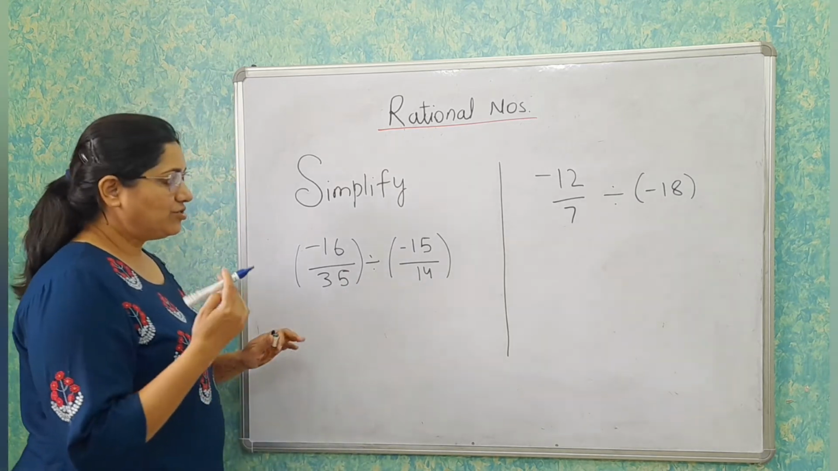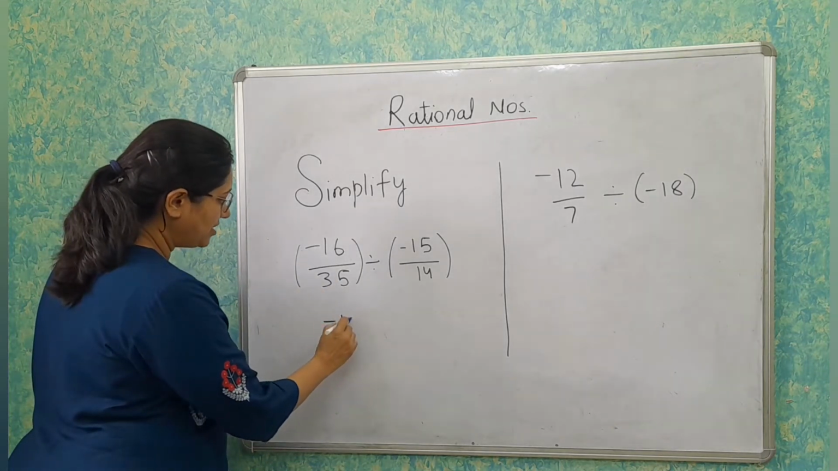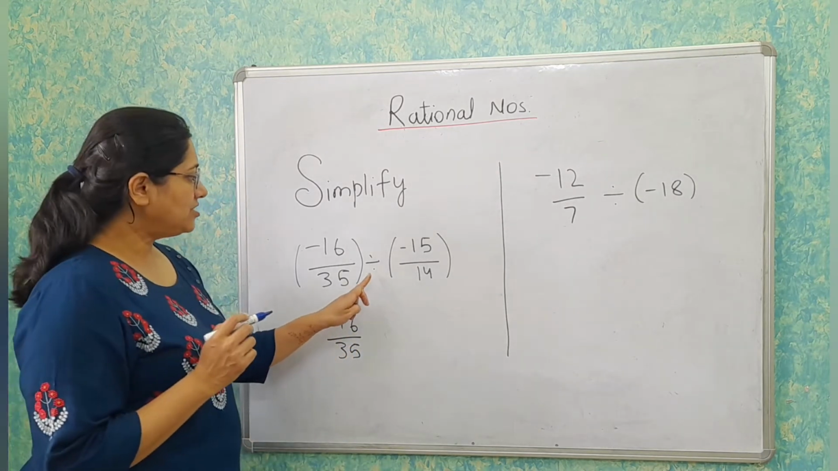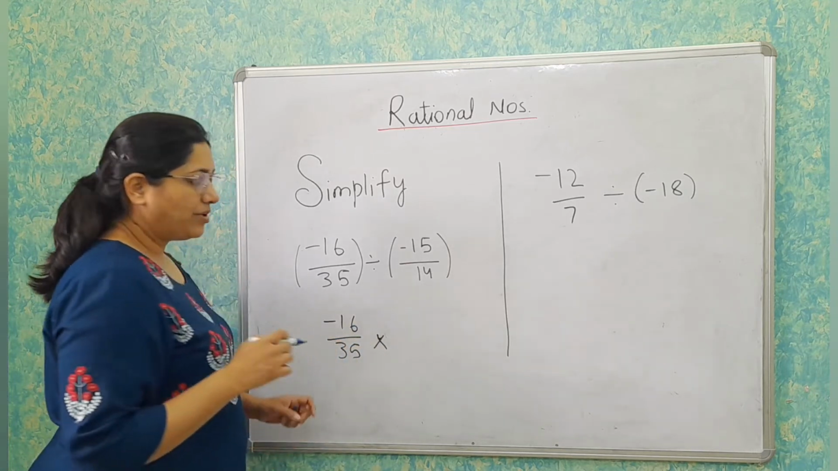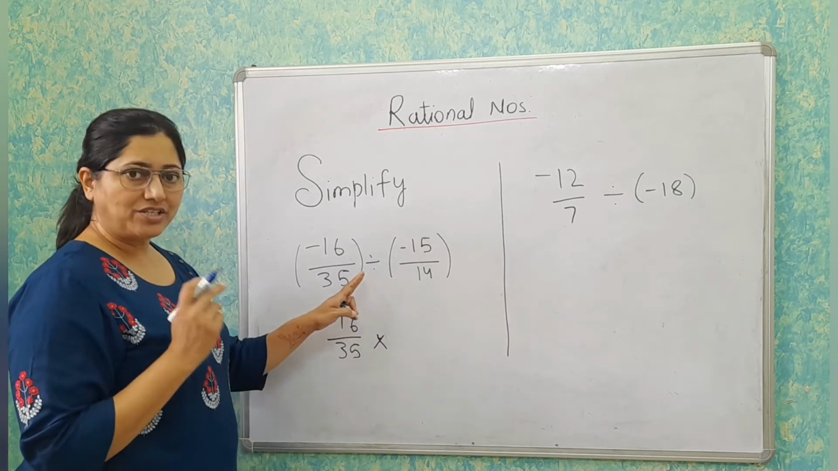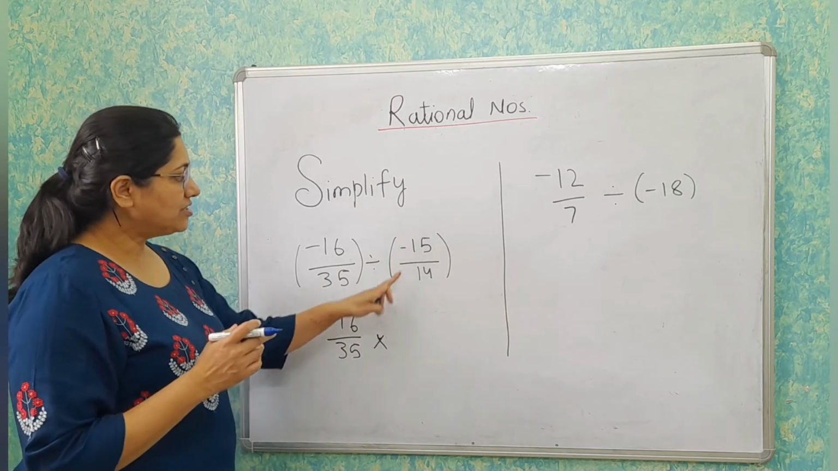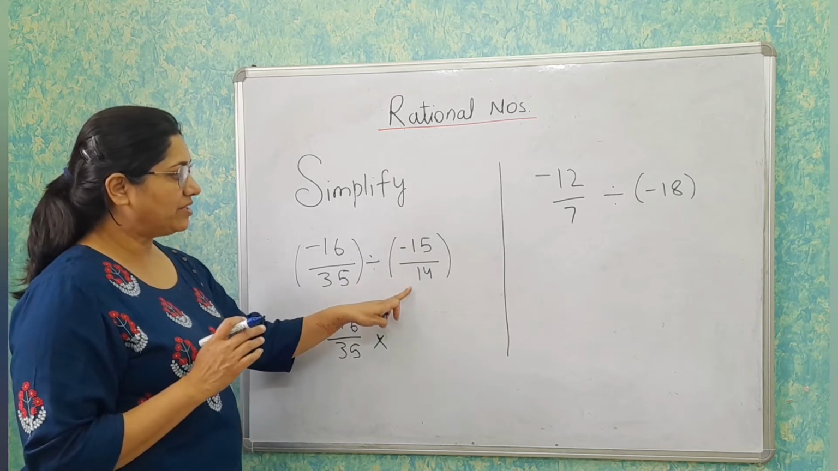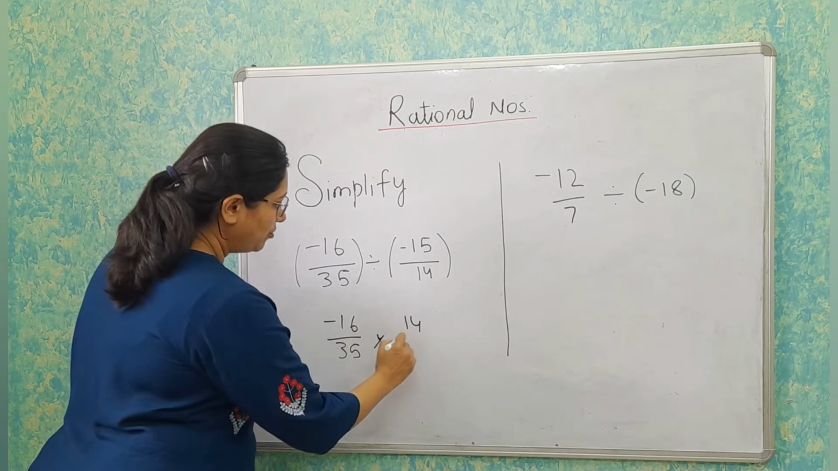So first you just have to write down the first rational number as it is. First I will write minus 16 upon 35. Now I will change this division sign to multiplication sign. But we cannot change any sign as per our convenience. So whenever we are changing division sign to multiplication sign, we have to reverse the order of this rational number. It means we have to take multiplicative inverse of minus 15 upon 14, and that is 14 upon minus 15.